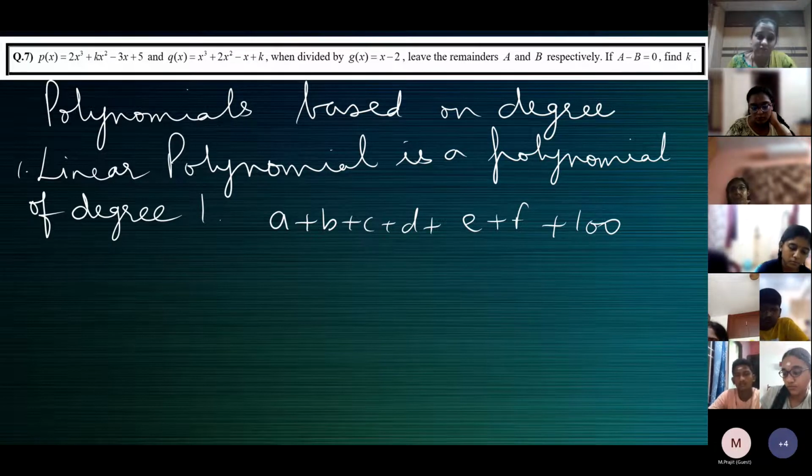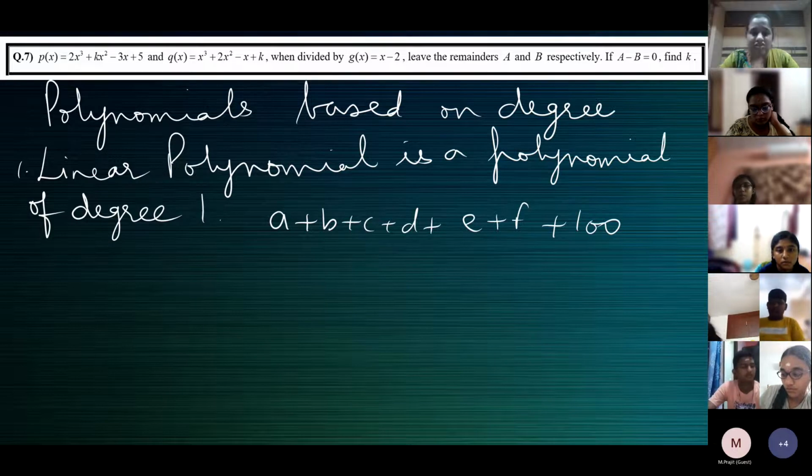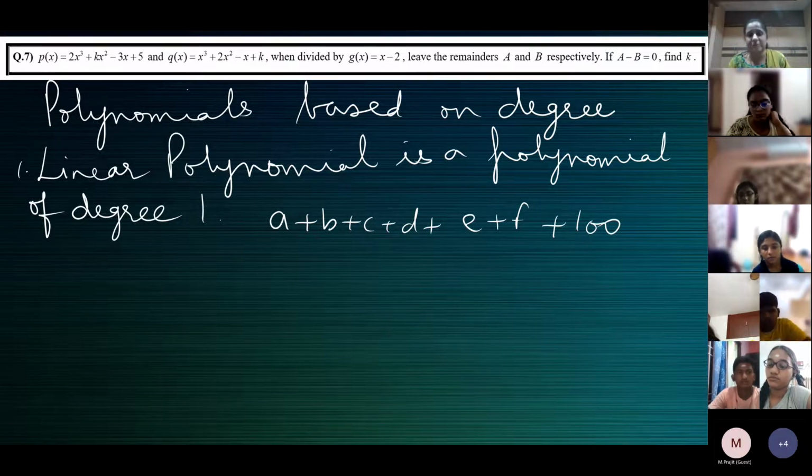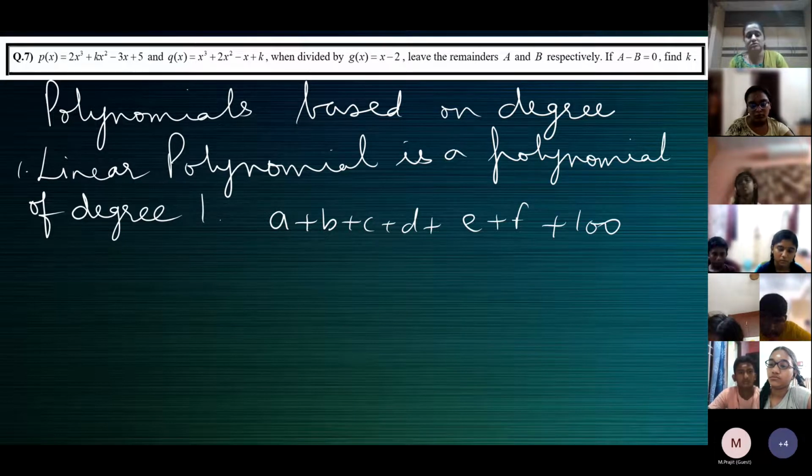If you are asked to write a linear polynomial with only 1 term, then you have to stick to that instruction and give an example. In general, when we say linear polynomial, it is irrespective of the number of terms. We are only talking about the degree. It can have any number of terms. The degree should be 1. But if you're asked to give an example of a linear polynomial with 2 terms, then you should give an example with 2 terms.